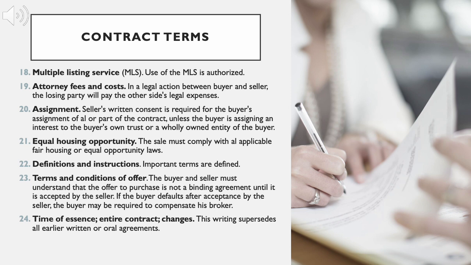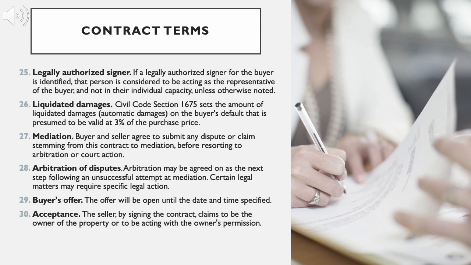Definitions and instructions. Important terms are defined. Terms and conditions of offer. The buyer and seller must understand that the offer to purchase is not a binding agreement until it is accepted by the seller. If the buyer defaults after acceptance by the seller, the buyer may be required to compensate his broker. Time of essence. Entire contract changes. This writing supersedes all earlier written or oral agreements. Legally authorized signer. If a legally authorized signer for the buyer is identified, that person is considered to be acting as the representative of the buyer and not in their individual capacity, unless otherwise noted.